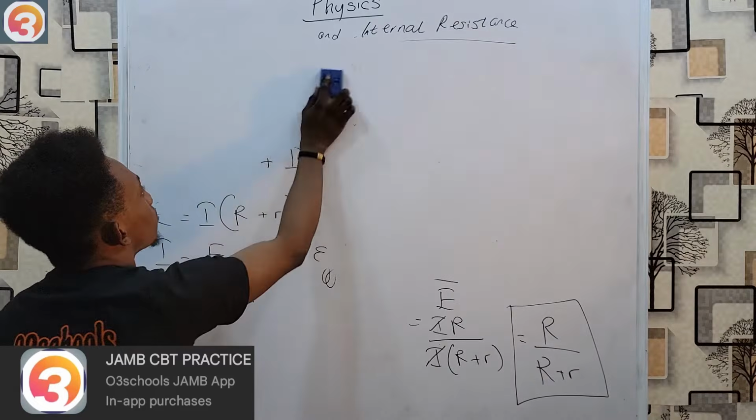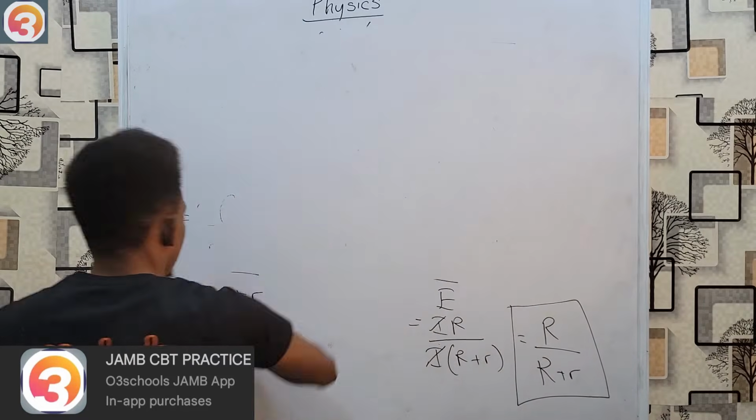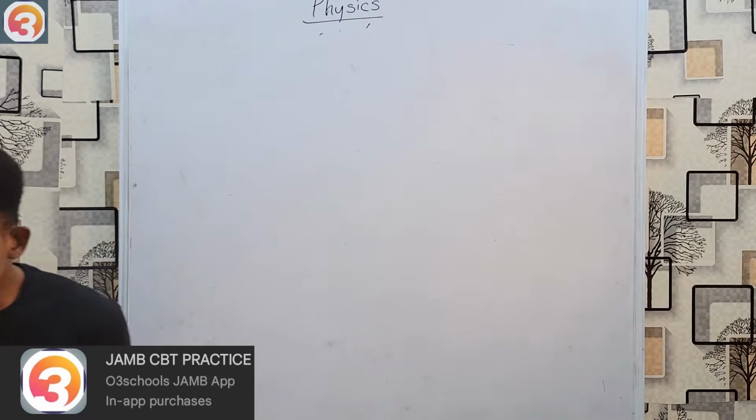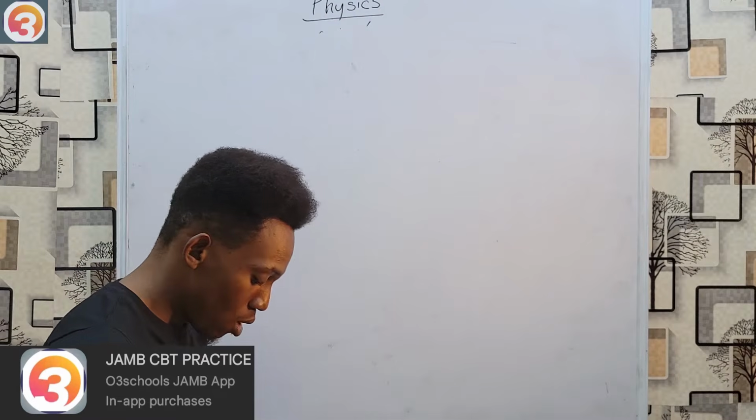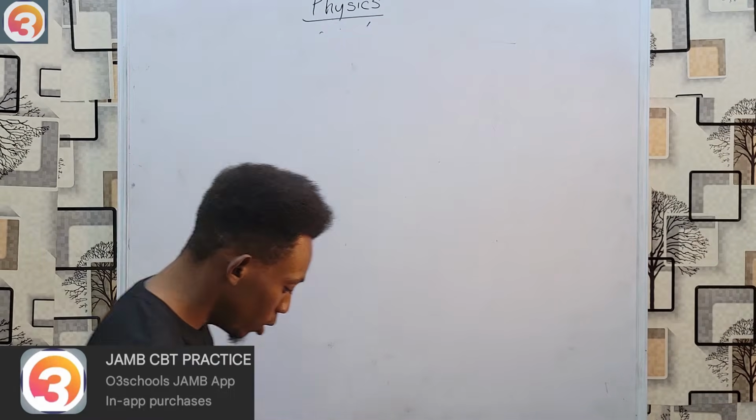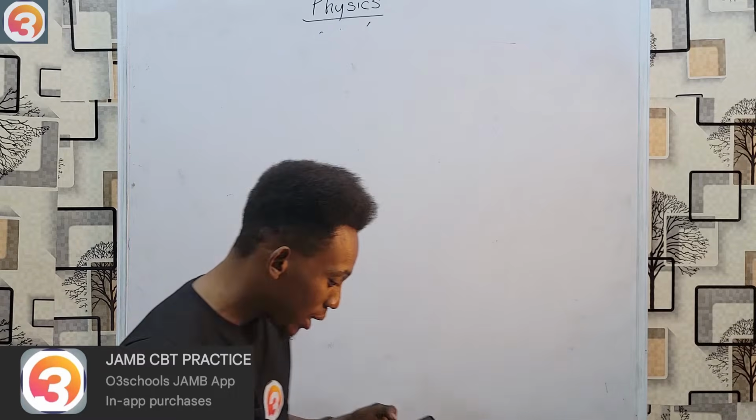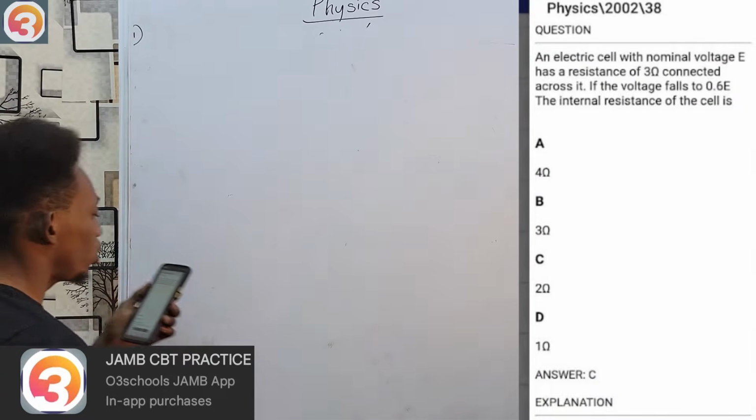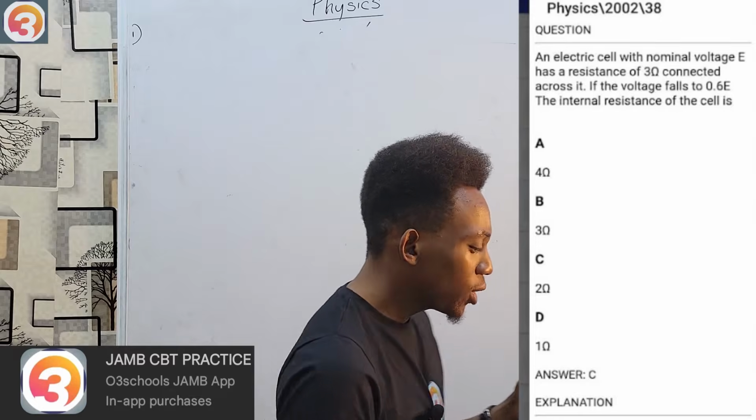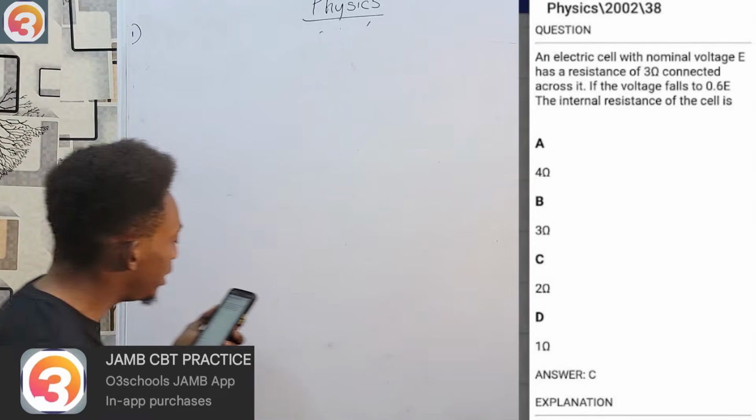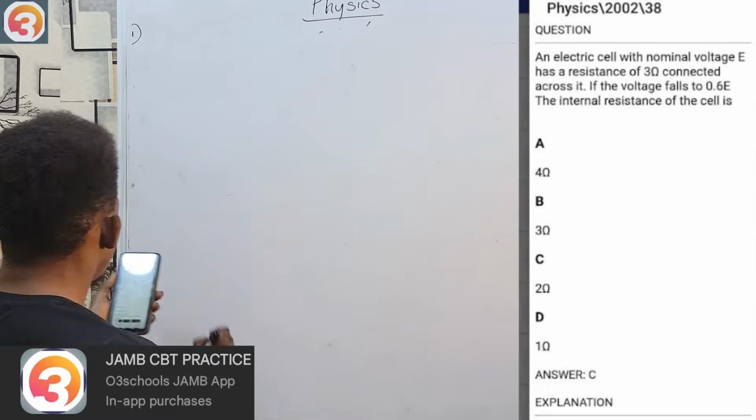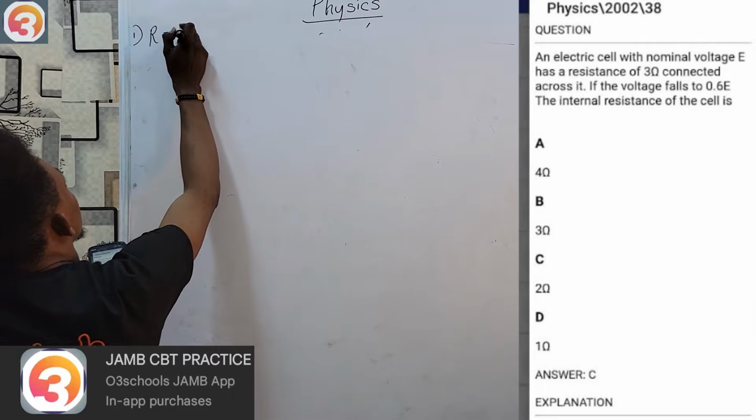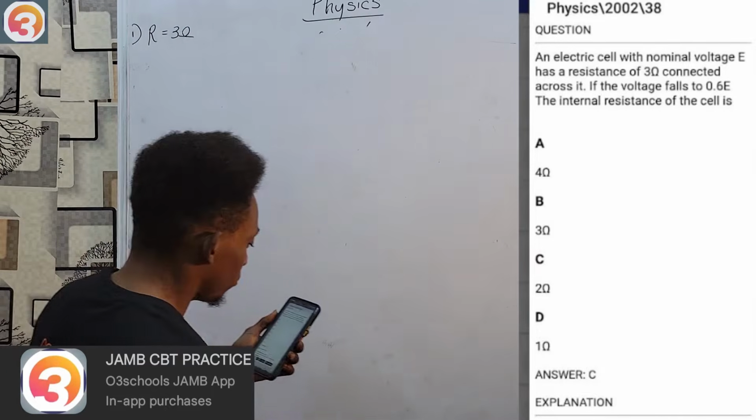So, let's see. And at this point, you have to open your O3 Schools JAMB app and then assess the questions we want to solve. All right, so our first question will be from the year 2002, question number 38. An electric cell with nominal voltage E has a resistance of 3 ohms connected across it. Connected across this EMF is a resistance of 3 ohms.